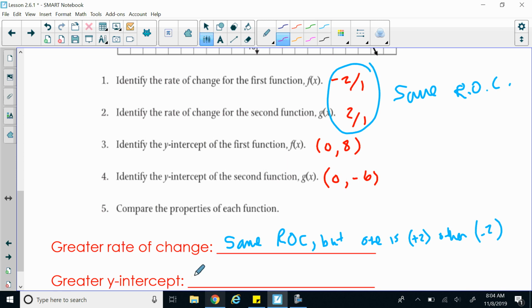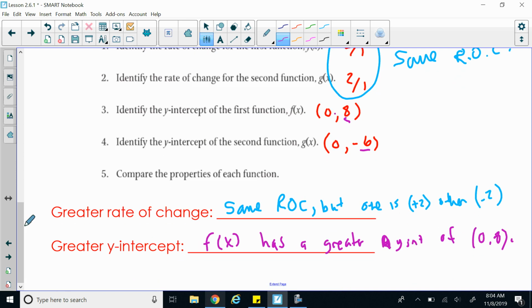Which one has a greater y-intercept? Well, this y-intercept's +8. This one's -6. So what we would say is f of x has a greater, not ROC, excuse me, y-intercept of (0, 8). And I always like explaining what my y-intercept is and which one is bigger. And clearly, 8 is larger than -6.